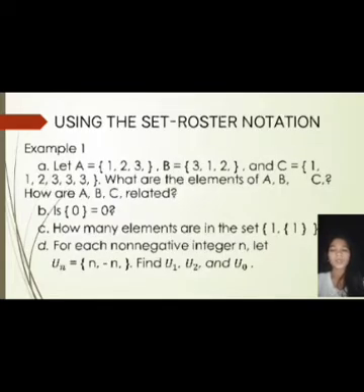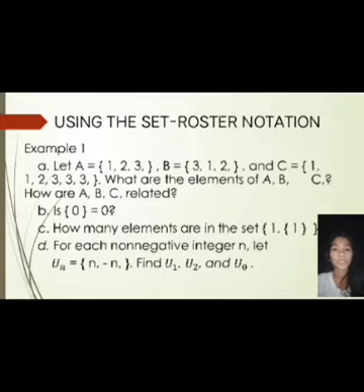Using the set roster notation. Example 1. A. Let A equal the set with elements 1, 2, 3. B is equal to the set with elements 3, 1, 2. And C is equal to the set with elements 1, 1, 2, 3, 3. What are the elements of A, B, and C? How are A, B, and C related?